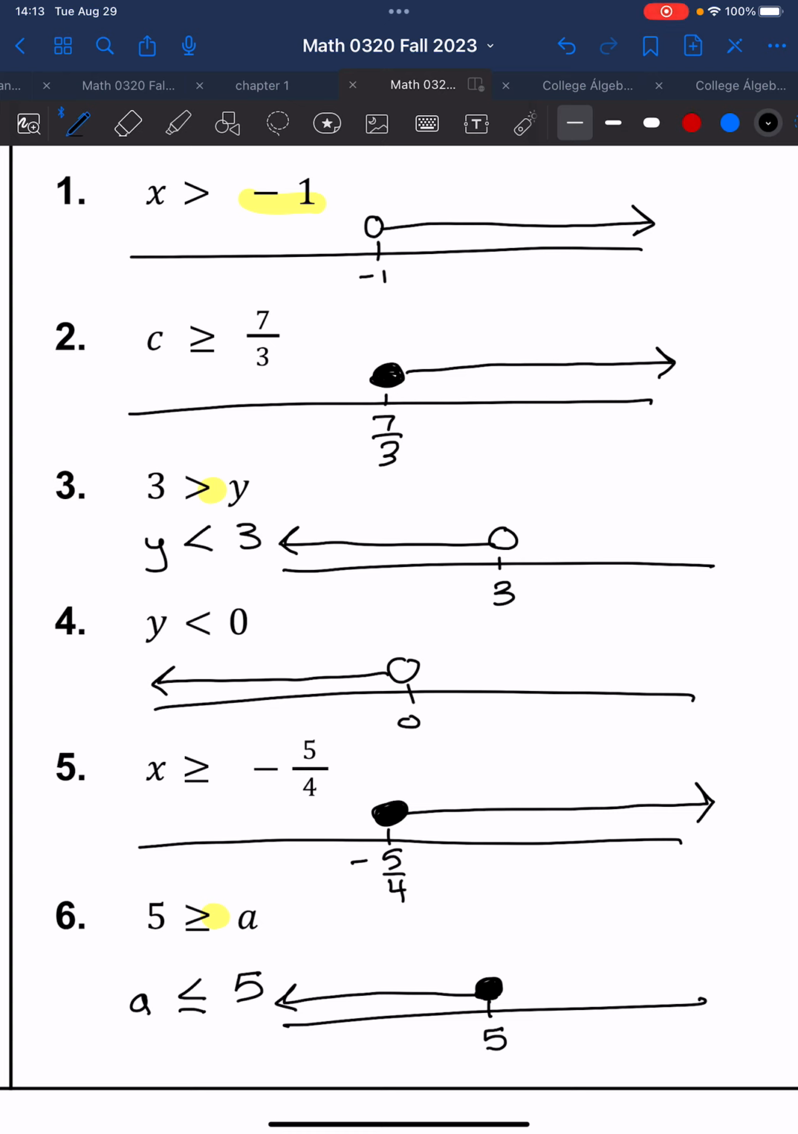So when viewing these examples, notice how the greater than symbols right here are all pointing to the right side. That's why we drew our arrow to the right side. Now let's notice all our less than symbols. The less than symbols are pointing to the left side. That means our arrows are also going to continue to point to the left side. Just something to keep in mind.